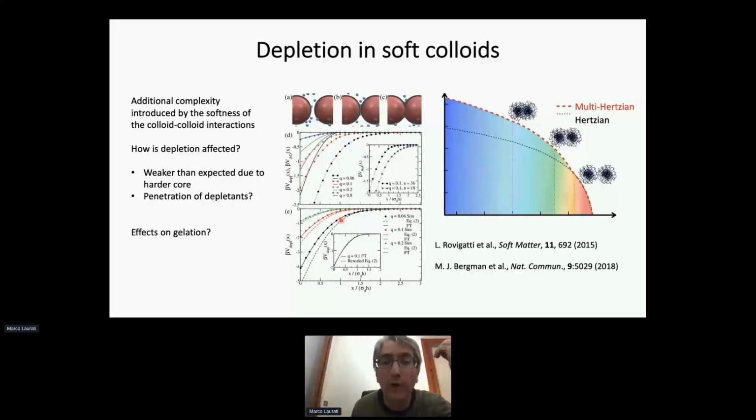So what we were wondering on top of these effects is how these changes in depletion might influence the gelation of this kind of systems. So while this is a goal that we didn't achieve yet, I hope I will show you that we found some interesting things along the way to study that.